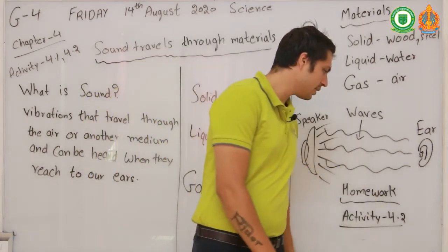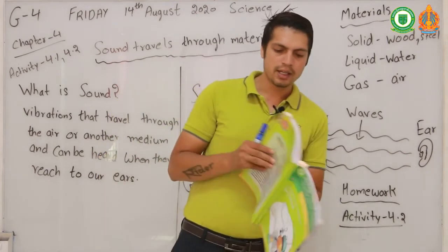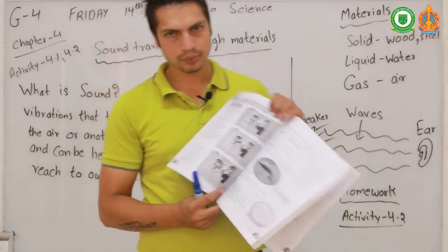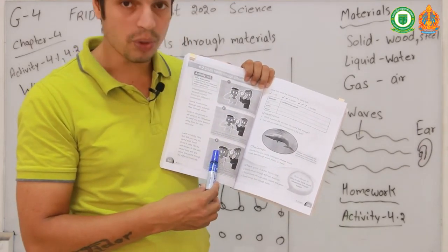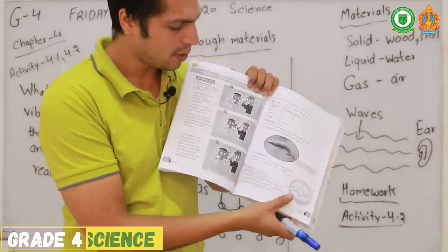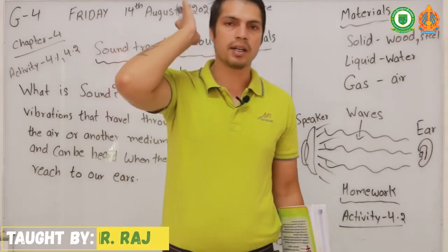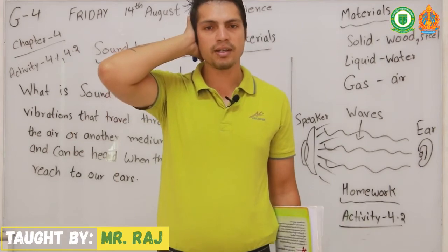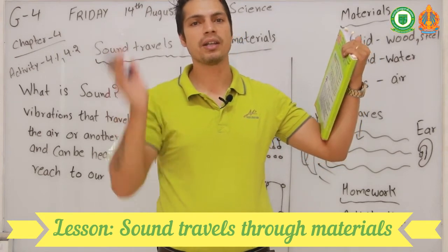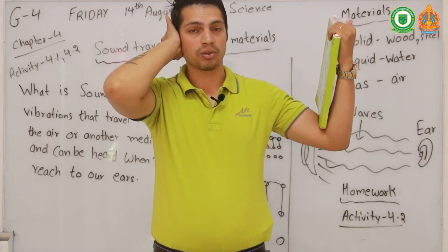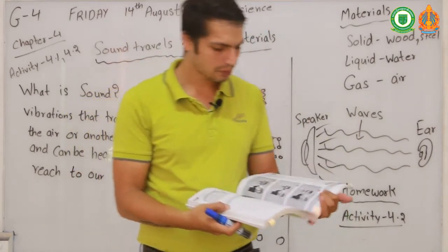Coming to your homework: activity 4.2, page number 54. Like I mentioned in the first video, you need to do this activity with air, with water, and with wood. First, you can use an alarm clock or your phone. Keep your right hand on your right ear, keep the phone this far, and keep the volume low, don't keep the volume high. Try to hear the sound, and see whether you hear loud or soft.